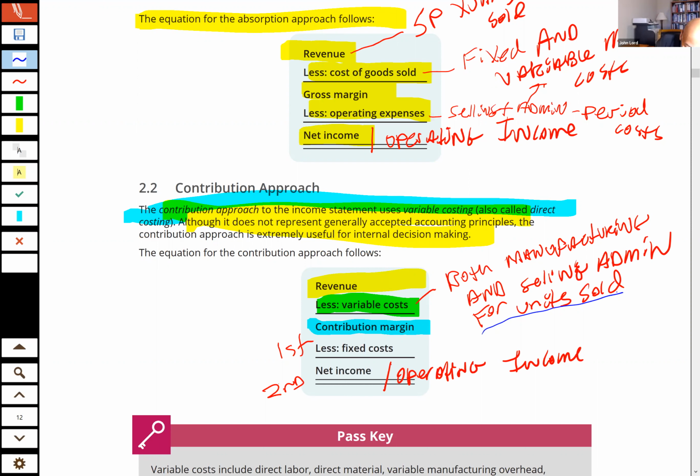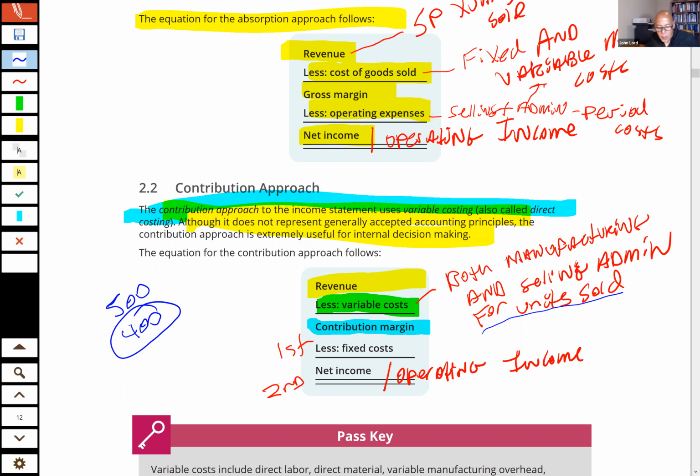Correct. If I produced 500 units but I sold 400, then I would pick up the 400 and multiply the 400 by all those variable costs: direct labor, direct material, any variable overhead, and any variable selling and administrative costs, which are a period cost anyway, right? Correct. But I'm grouping them by whether they're variable. Okay, all right. Thank you.